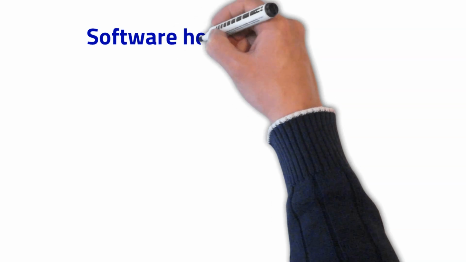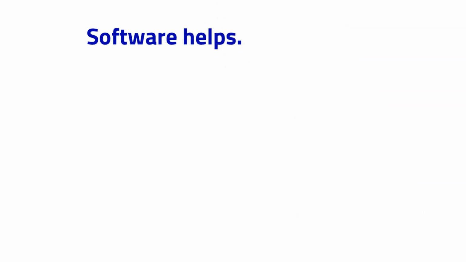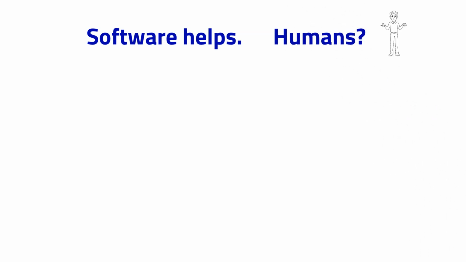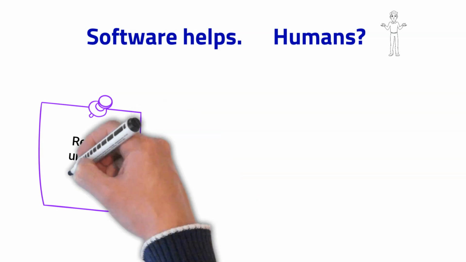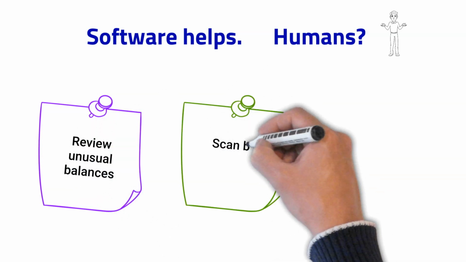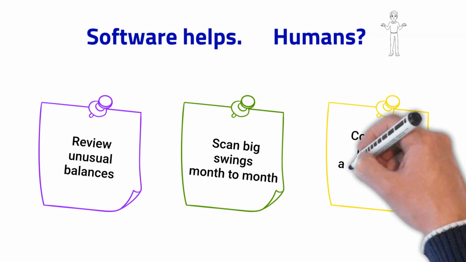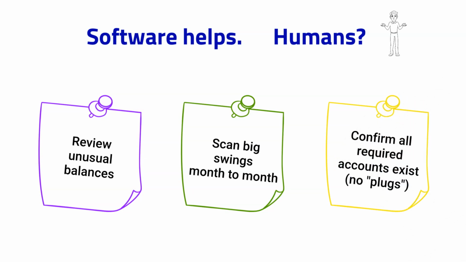Today, modern accounting software is a huge help with trial balances and auto-balances almost everything. But we, ordinary humans, still review unusual balances, scan big swings month to month, and confirm all required accounts exist and there are no plug numbers. So we do still have something to do.